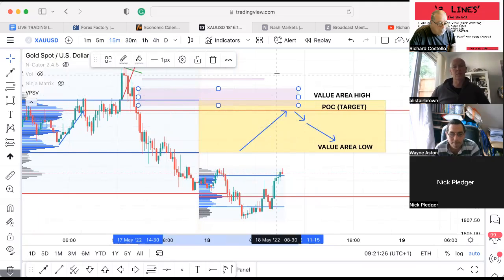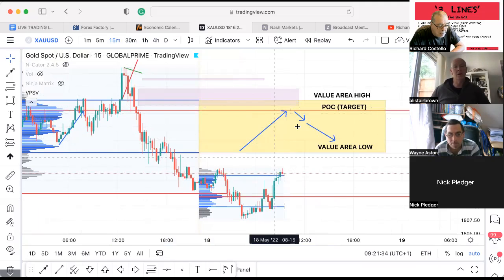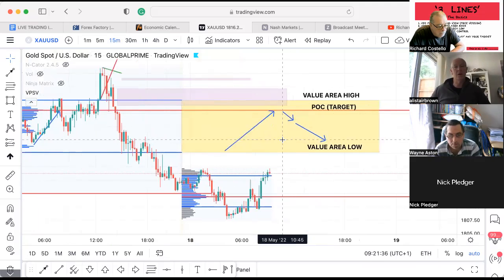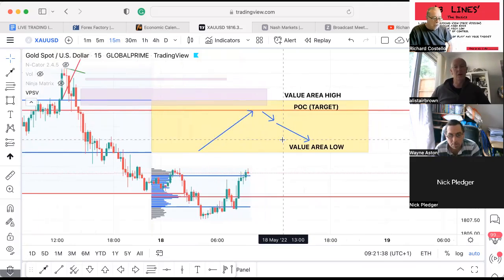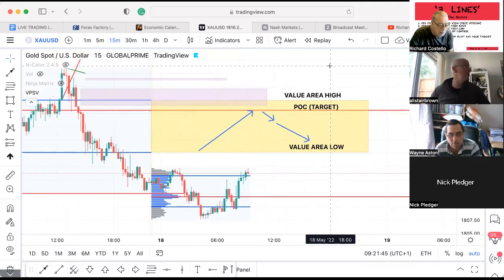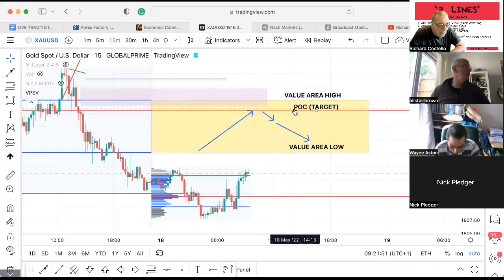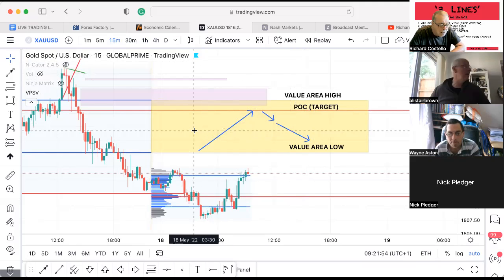If you put a gun to my head and say which way is price going to go, Richard, I would think it's probably going to go back up and take out these imbalances, get back in the field of play. But that's not me making any predictions. That's just my gut feeling. There are areas of imbalance to take out. There are outstanding POCs to take out. But anything could happen. We've got news events, and I don't try and second guess the market. I try and follow the market.